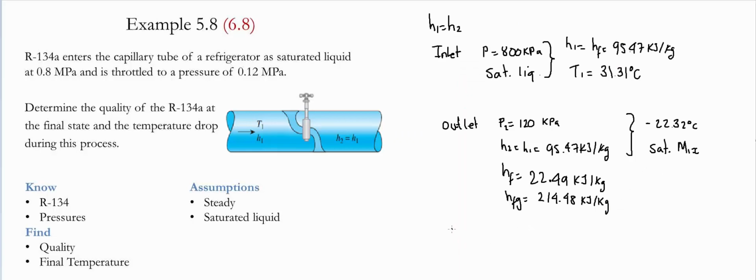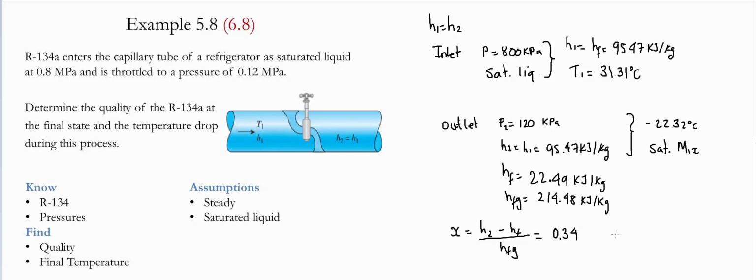Now that we have the values of the enthalpy, we're going to be able to find the value of the quality. Quality is defined as H at that point minus HF, divided by HFG. If we substitute all these values, we find that the quality is equal to 0.34.